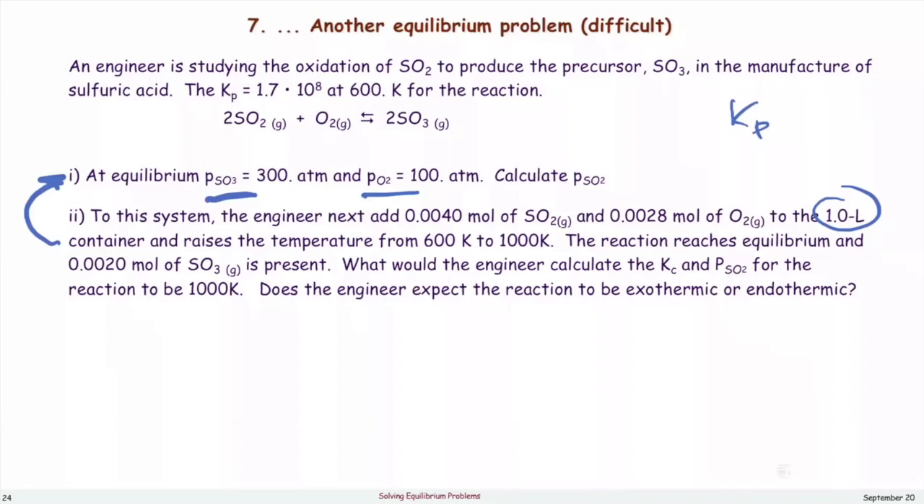What would the engineer calculate for Kc and the partial pressure of SO2 for the reaction at 1000? Does the engineer expect the reaction to be exothermic or endothermic? Okay, think about this. Turn this in before class on Wednesday if you want the extra credit.